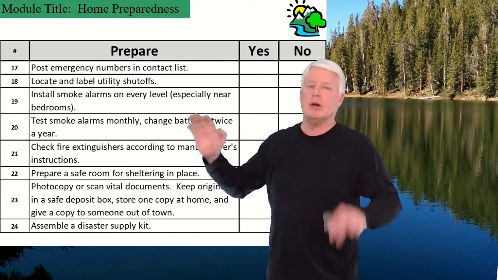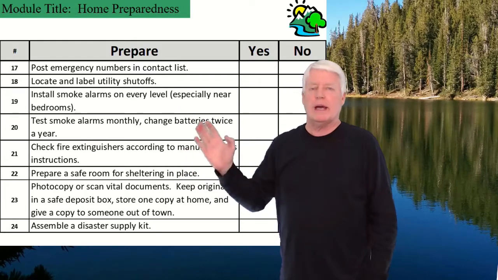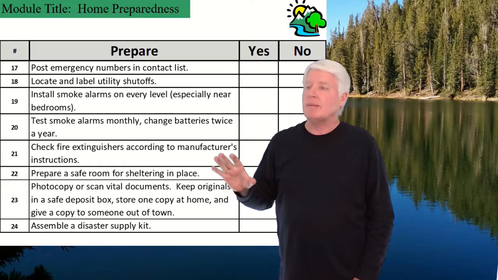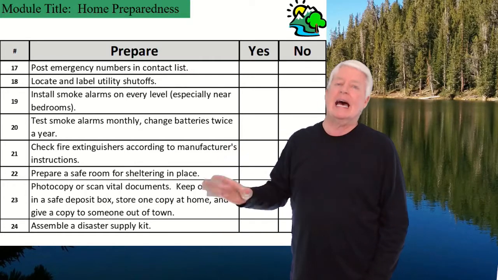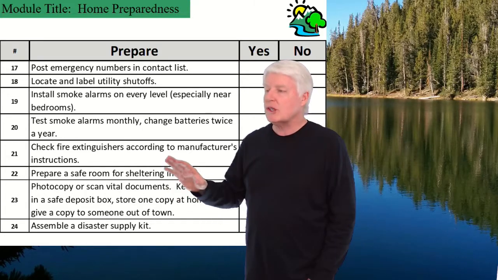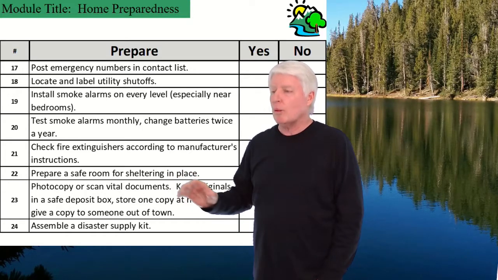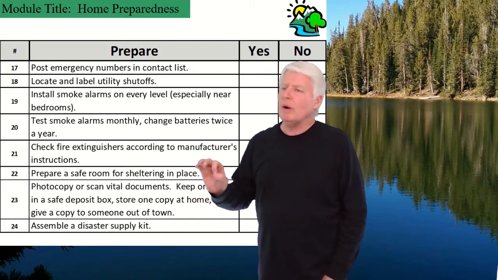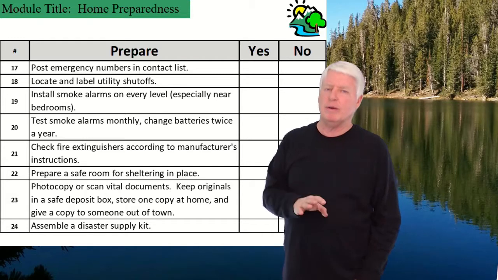Okay, I have one front room that has some big windows, and there's a fireplace with these big, thick rocks. And I'm thinking, if there's an earthquake, get out of this room. That's not a good room to be in. So understand what rooms are better and worse for a given emergency. It's very important that you play this out in your mind before it happens.